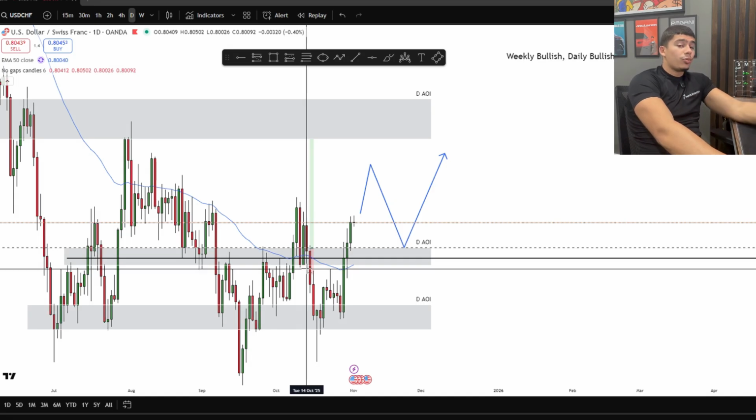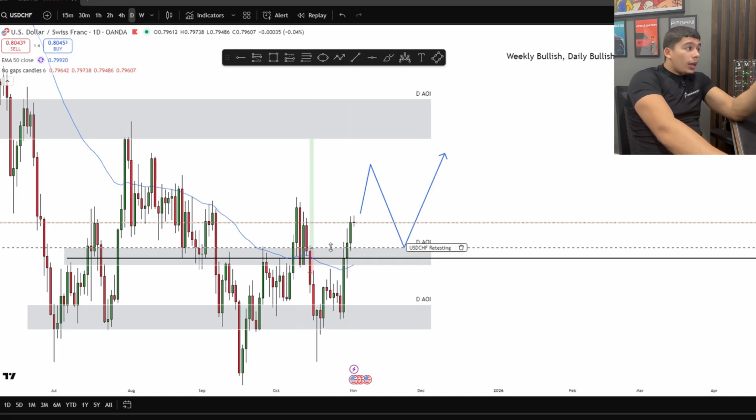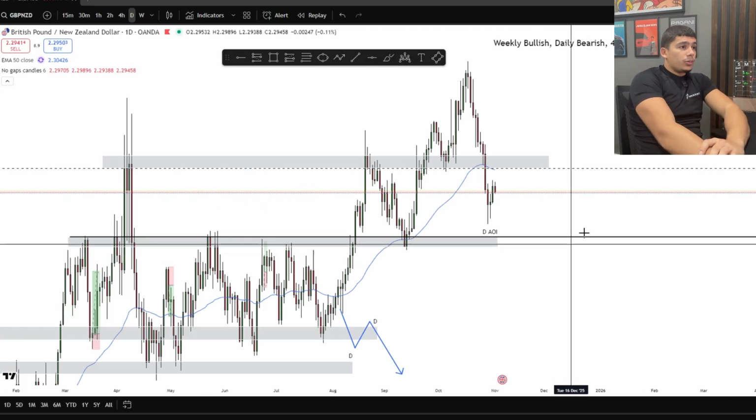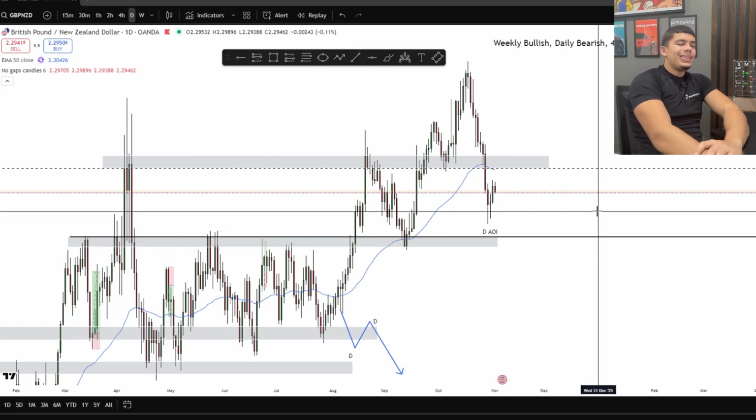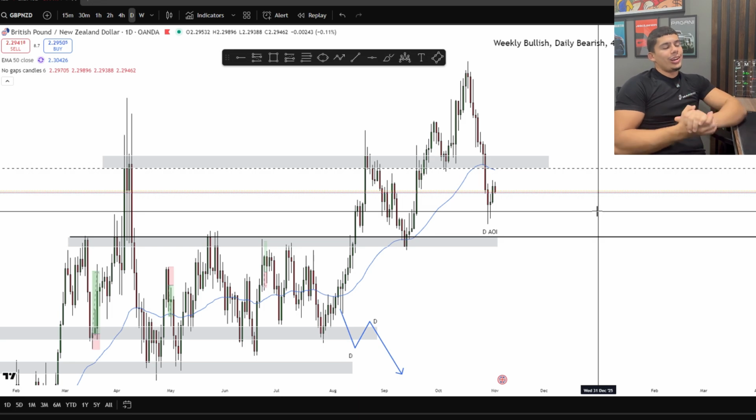As you can see here, the market didn't really do it like before. Will it do it again? Possibly. Never know, it's just up to the market. I feel like GBP/NZD is my favorite trade as of this week. There are some good setups, but GBP/NZD is my favorite one of all.